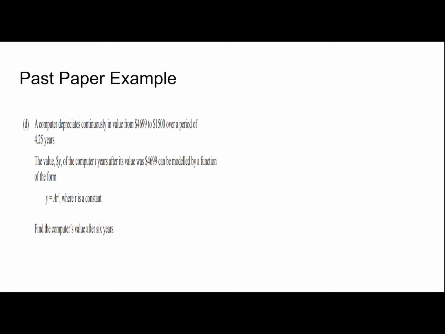Alright, so this is a past paper example. A computer depreciates continuously in value from $4,699 to $1,500 over a period of 4.25 years. The value, y dollars of the computer, t years after its value was $4,699 can be modeled by a function of the form y equals a r to the power of t, where r is a constant. Find the computer's value after 6 years.